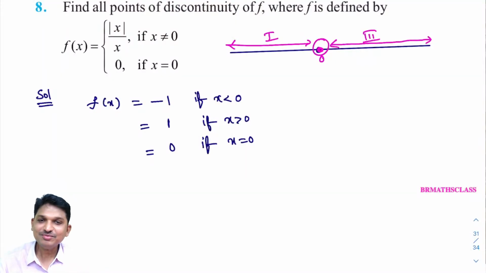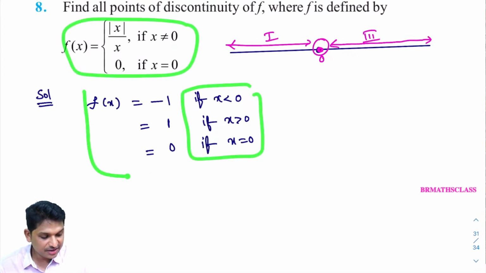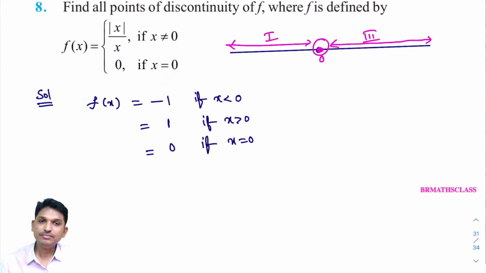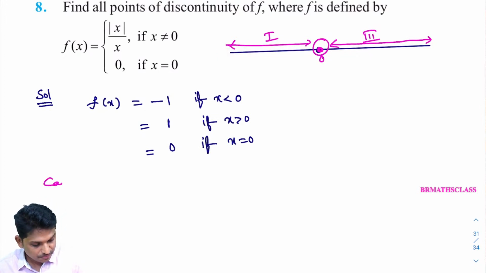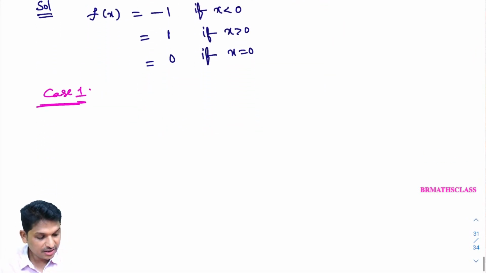Right. Thank you. So see this one. This is the given function. I rewrote the given function, and I got it like this. Now case 1. I'll check whether any point of discontinuity is there in this zone or not. Case 1.